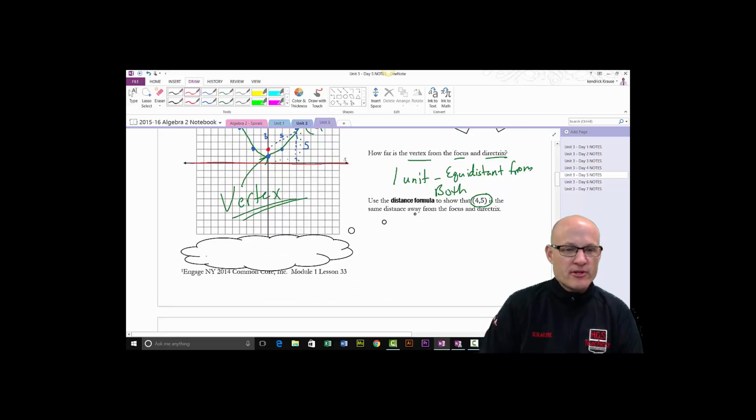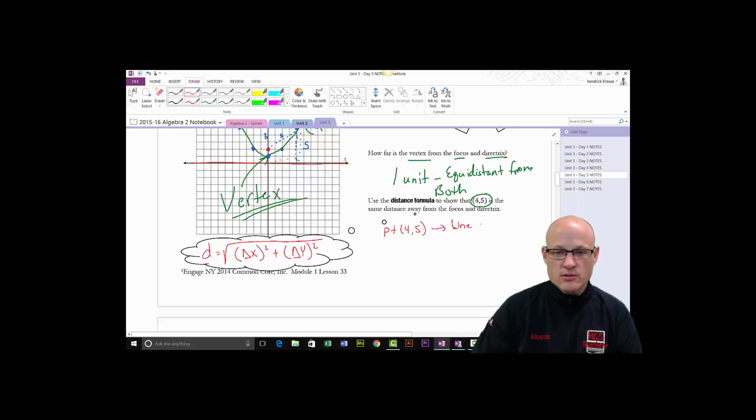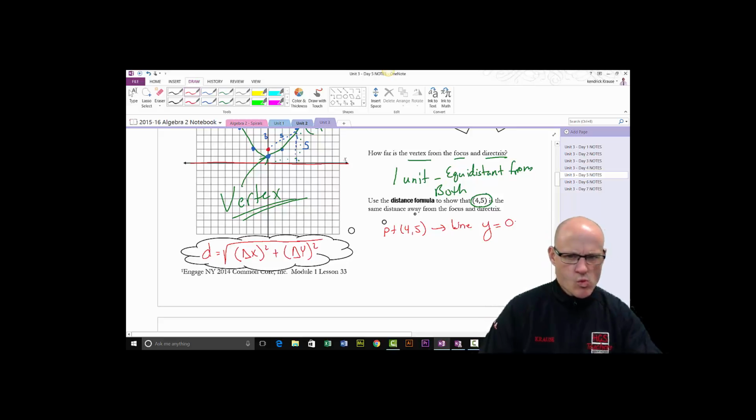All right. So if you remember the distance formula, the distance is equal to the square root of the change in x's squared plus the change in y's squared. I don't need to write minus. You got it. So let's do from the point 4, 5 to the line y equals 0. Well, this is just the x-axis, right?